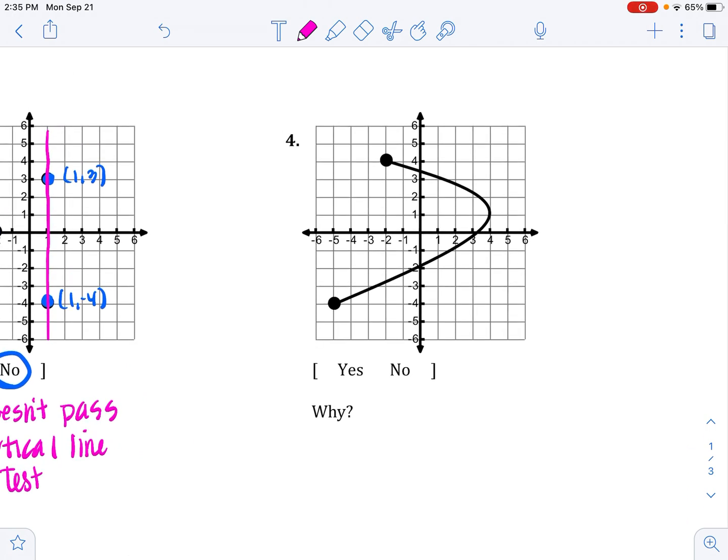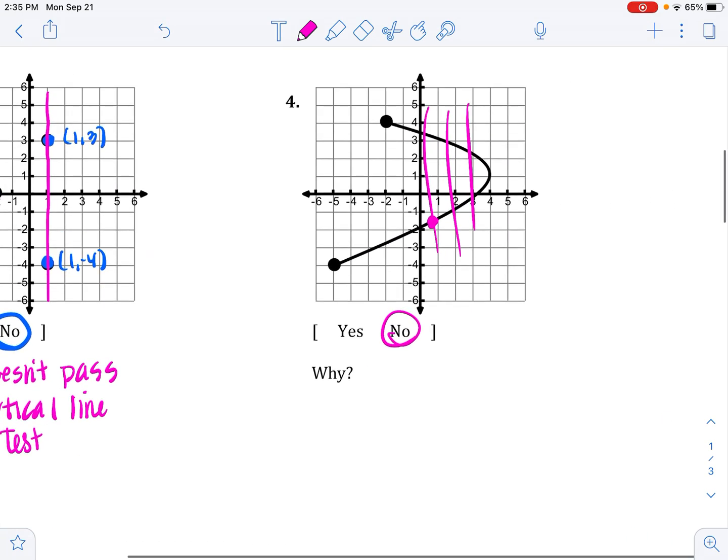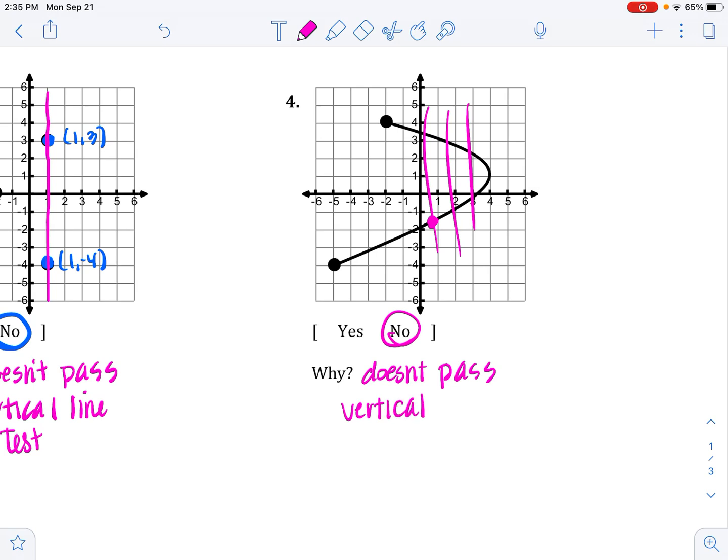All right, let's look at this one. Is this a function? So I'm going to go back to that vertical line test. If you look at the vertical line test, I'm hitting the graph more than once when I draw vertical lines someplace. So this is not a function. And once again, I'm going to say doesn't pass vertical line test. You can call the vertical line test the VLT, vertical line test.